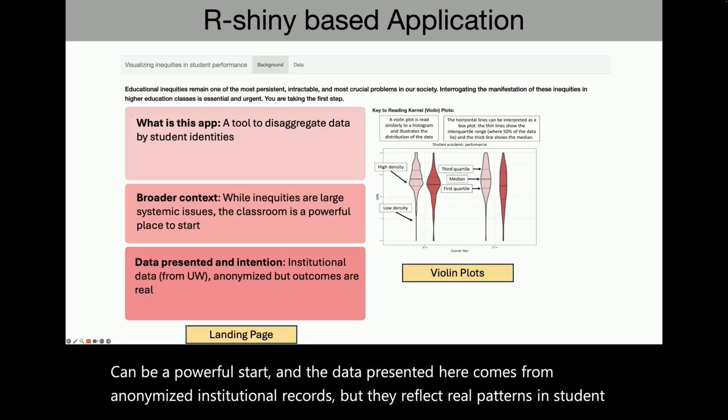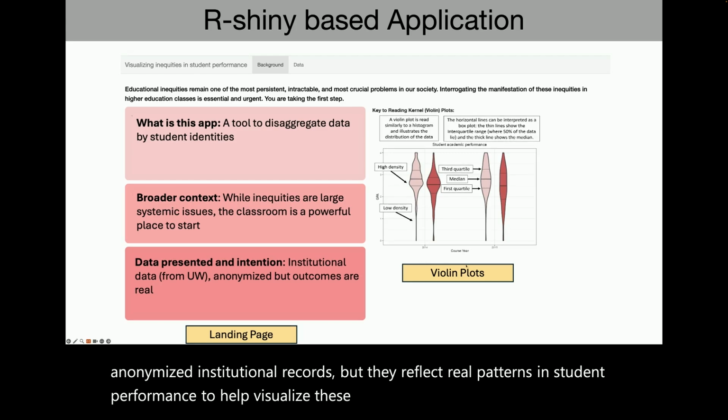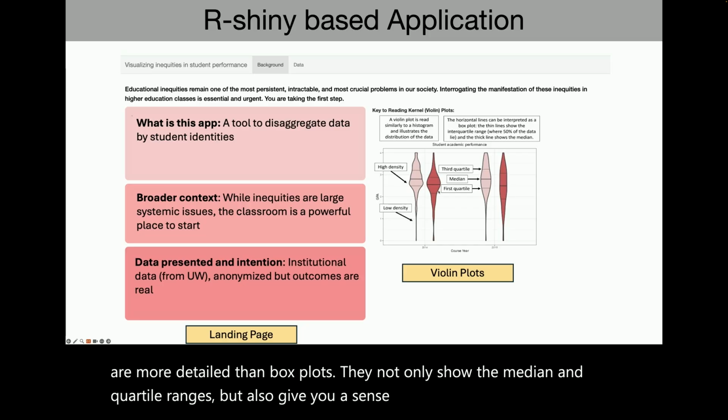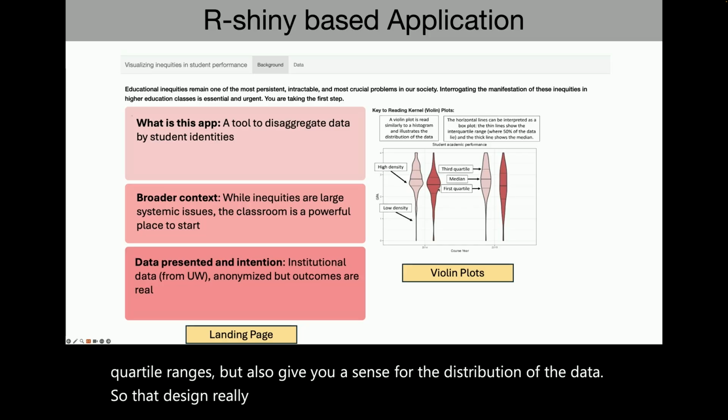To help visualize these patterns, we use violin plots. These are more detailed than box plots. They not only show the median and quartile ranges, but also give you a sense for the distribution of the data. So that design really invites instructors to notice variation that might otherwise be hidden.